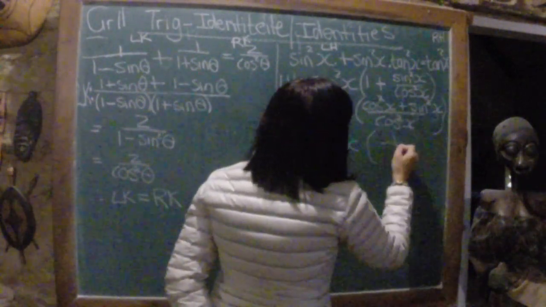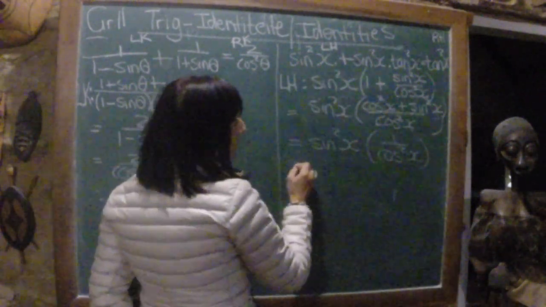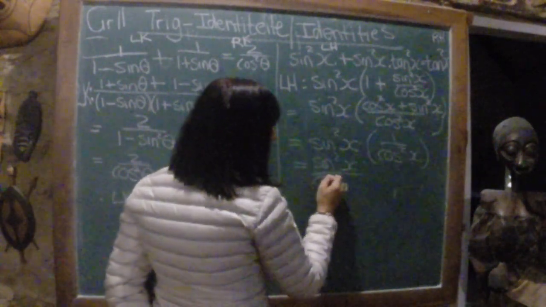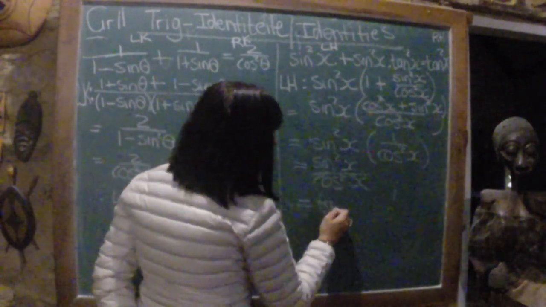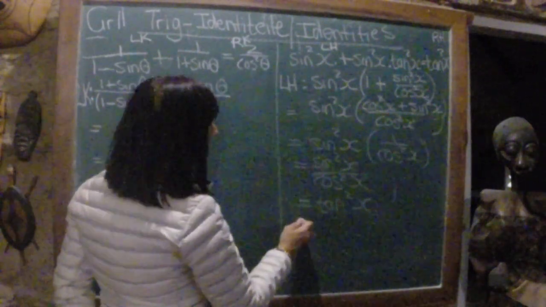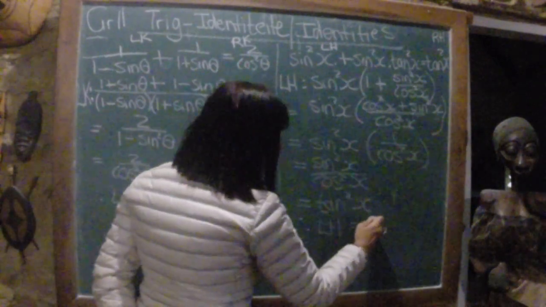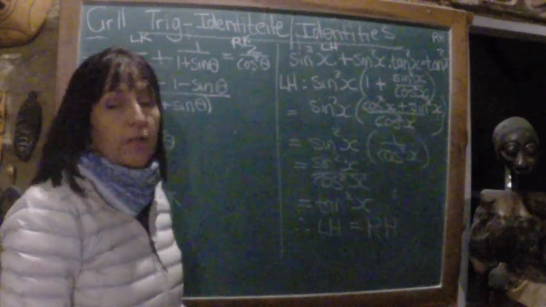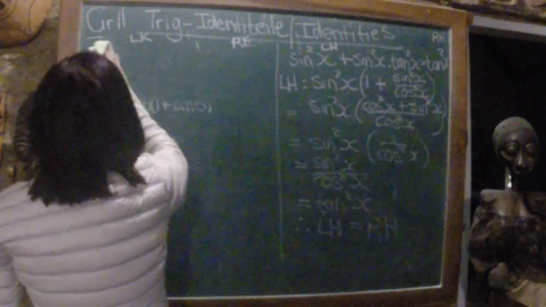It gives me 1 on cos squared x. En as ek daai gaan uitvermenigvuldig, het ek sin kwadraat x op cos kwadraat x en dit gee vir my tan kwadraat x. And see, that is my right hand side. Daarom is my linkerkant gelyk aan my regterkant. I've proven the identity.